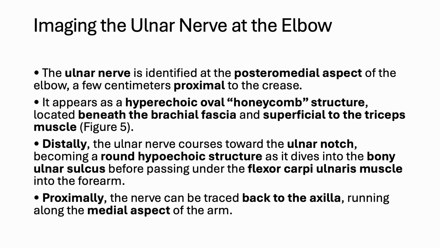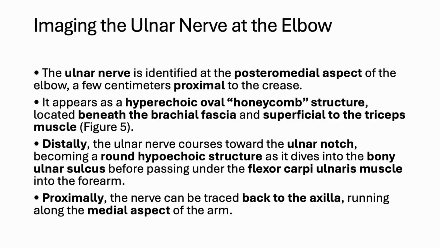So when we're imaging the ulnar nerve, it is identified at the posterior medial aspect of the elbow, a few centimeters proximal to the crease. It appears as a hyperechoic, oval, honeycomb structure located beneath the brachial fascia and superficial to the triceps muscle. We'll see that coming up here in the image.